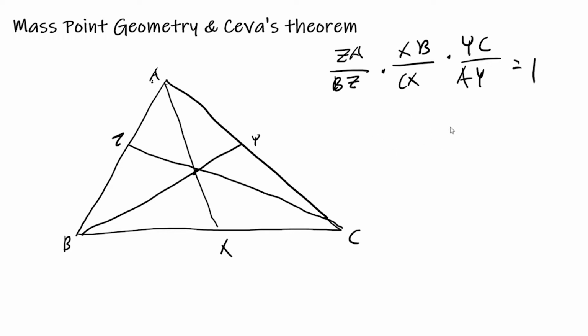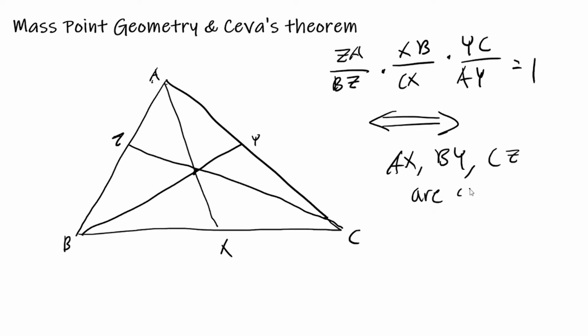And these lengths can be directed as well, but today we're just going to be focusing on the undirected version. It tells us that this is actually an if and only if statement. So ZA over BZ times XB over CX times YC over AY is equal to 1 if and only if AX, BY, CZ are concurrent Cevians. And we're going to be proving this by placing some masses here, here, and here, and forcing the ratios to come out like that.